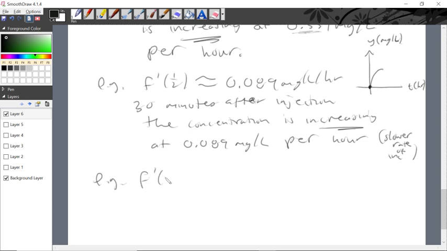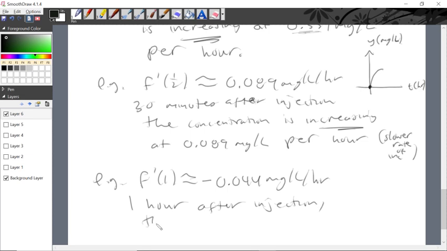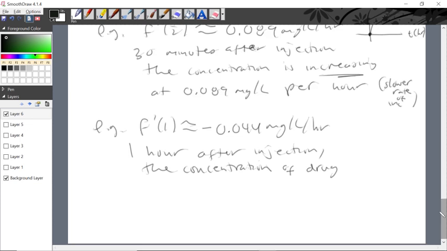Now, what happens at 1 hour? F prime of 1 was approximately negative 0.044 milligrams per liter per hour. That means 1 hour, 60 minutes, after injection. What is the concentration doing now? The concentration of drug in the bloodstream is now decreasing, right? Because we have a negative value now for the rate of change.